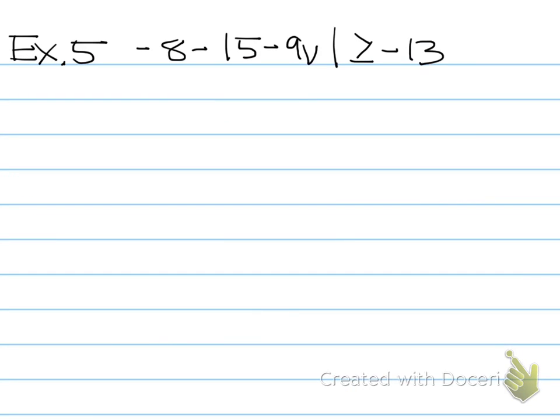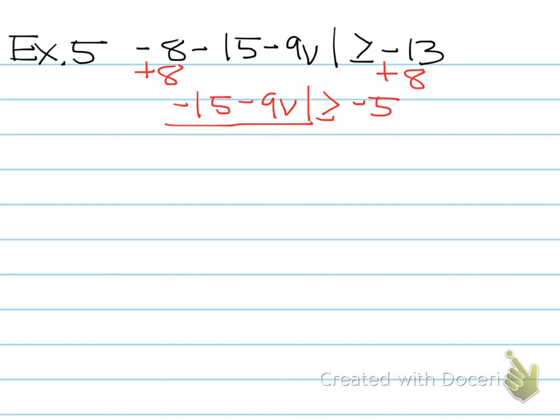Last example, we want to isolate the absolute value bars by adding 8 to both sides. When we do that, we get negative absolute value of 5 minus 9v is greater than or equal to -5. And we divide both sides by -1 to get rid of that negative in front of the absolute value bars. That gives us absolute value of 5 minus 9v is less than or equal to 5. Again, the direction of the inequality changed. We flipped the direction of the inequality because we divided by a negative number.